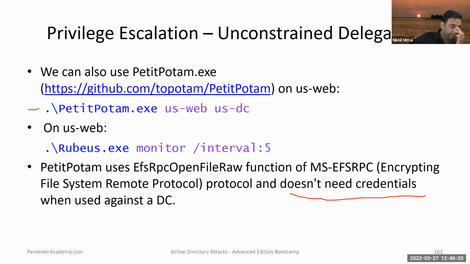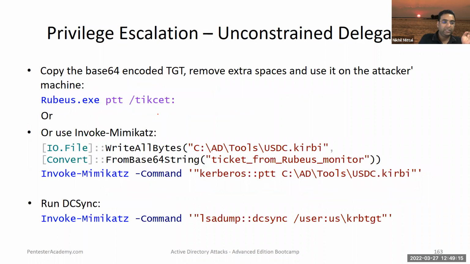All right. So using either PetitPotam or MS-RPRN, we can trigger a forced authentication that would lead us to capture the ticket. And once we have the ticket, we can pass it using Rubeus or Mimikatz, and then we can run the DCSync attack.